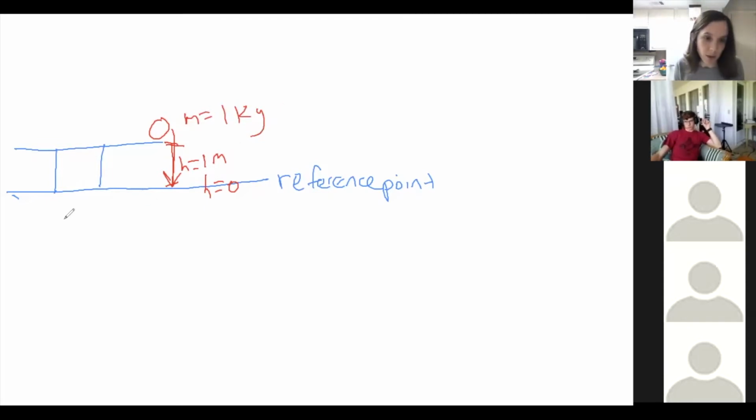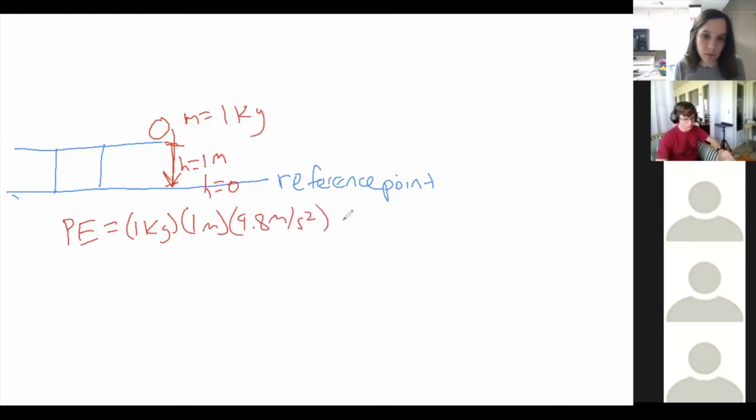We could then calculate potential energy by using the equation mgh, so 1 kilogram times the height, 1 meter, times 9.8. So that would give you 9.8 joules.